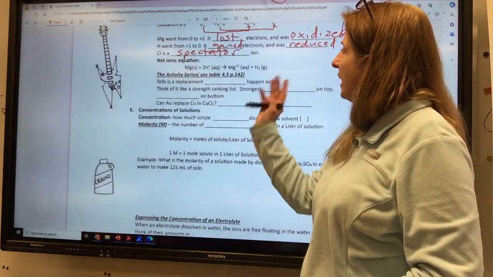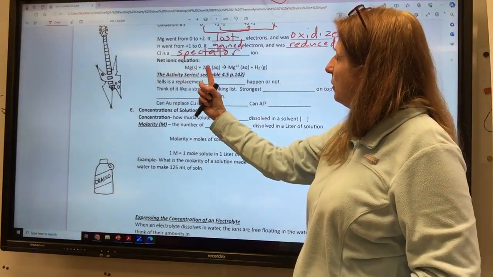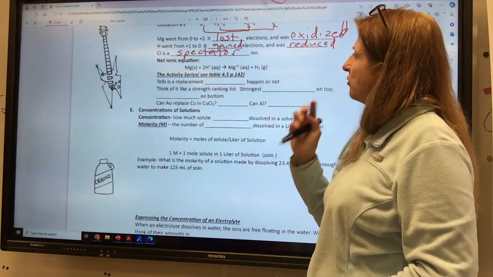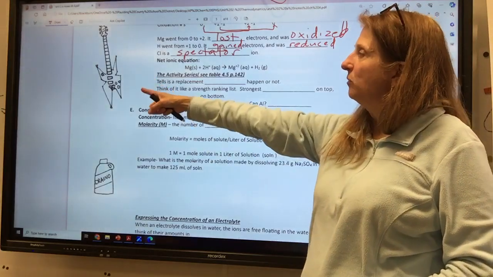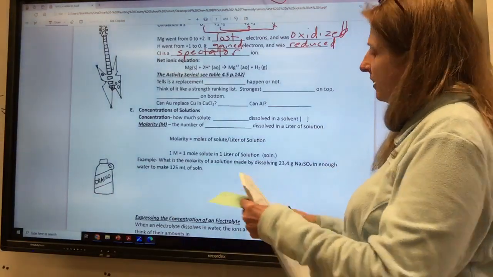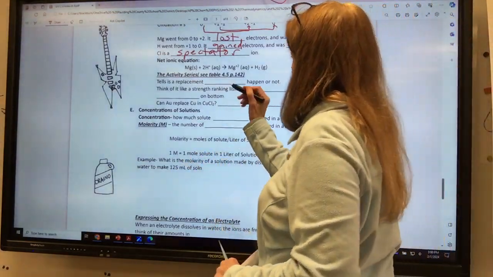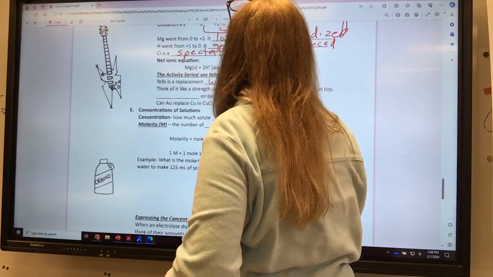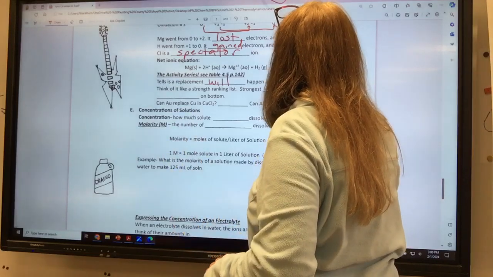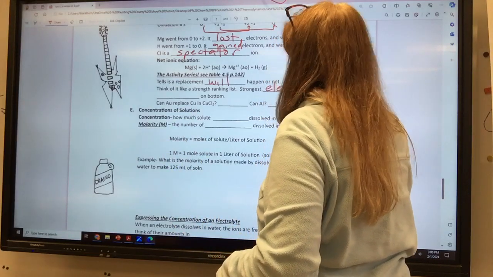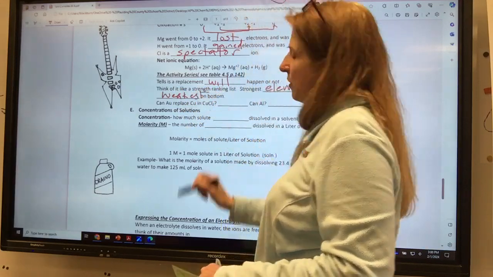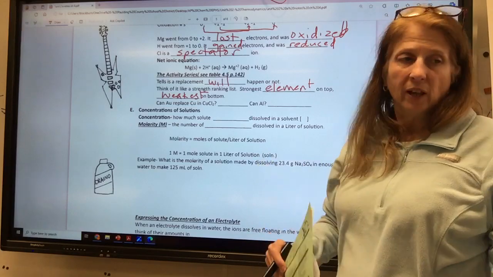Okay, so the net ionic equation is magnesium plus the hydrogen ions makes the magnesium ion plus hydrogen gas. There's the metal for acids reacting with metal. See my metal guitar? All right, the activity series tells if one of these reactions will happen or not. Think of it like a strength ranking. The strongest element on top, the weakest at the bottom.